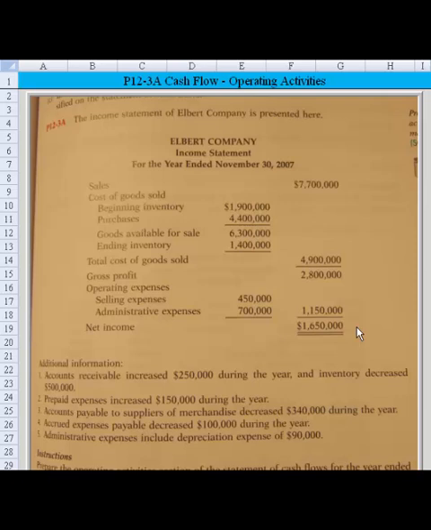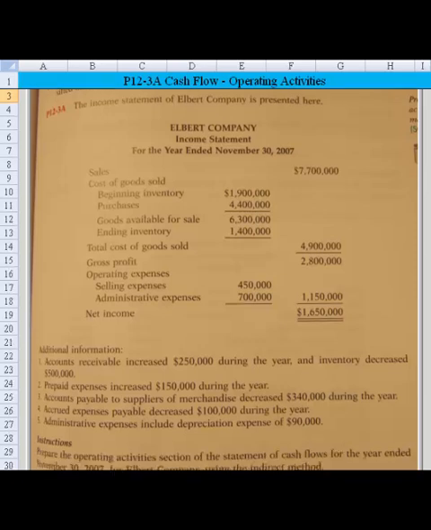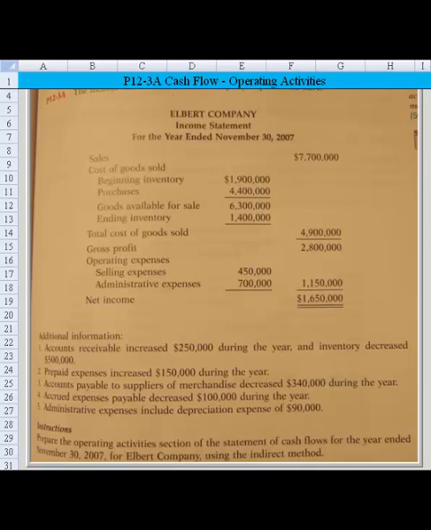They tell us about accounts receivable changes during the year, inventory changes, prepaid expenses went up 105,000, accounts payable to suppliers of merchandise decreased 340,000, accrued expenses decreased by 100,000, and administrative expenses included depreciation expense of 90,000. Now, the instructions below say, prepare the operating activities section of the statement of cash flows for the year ended.